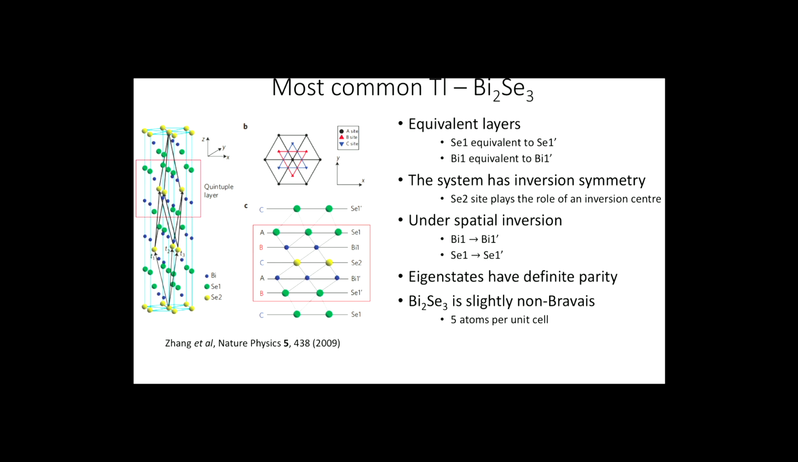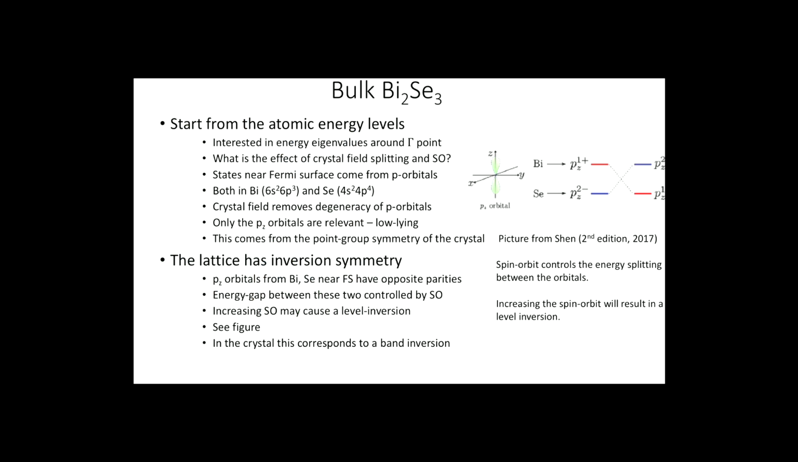So the structure is ever so slightly a non-Bravais lattice. I'll remind you that a Bravais lattice has 1 atom per unit cell. Bismuth selenide has 5, right? So to the best of my knowledge, if you want to do tight binding for bismuth selenide, it's going to be relatively computationally expensive. That's at least until we discover topological quantum computing, and then there will be no problem.